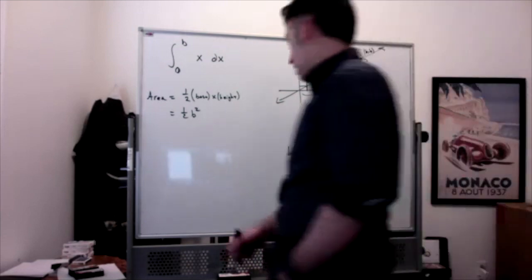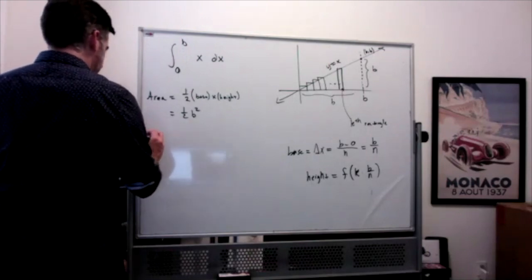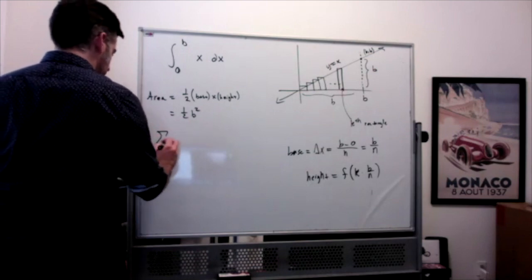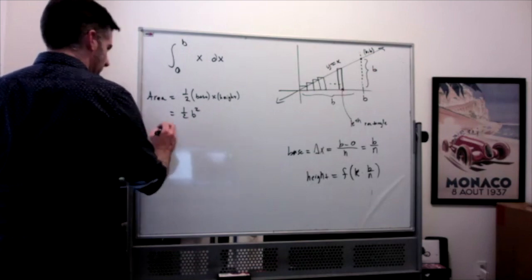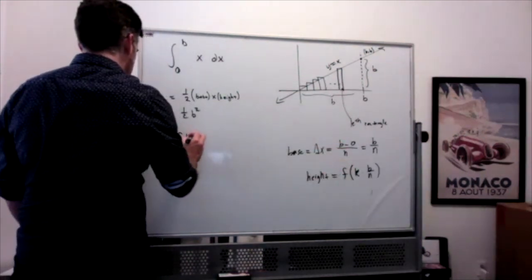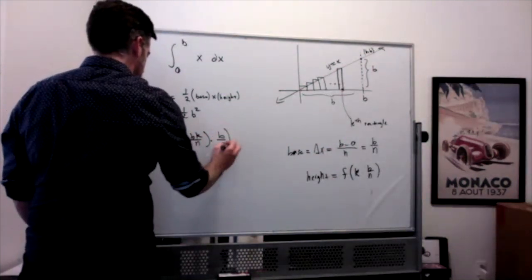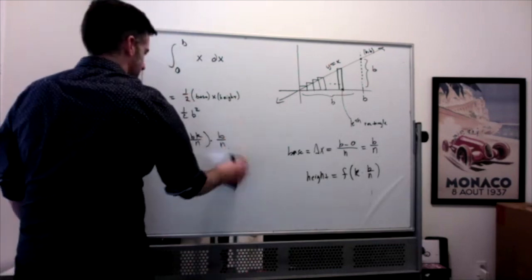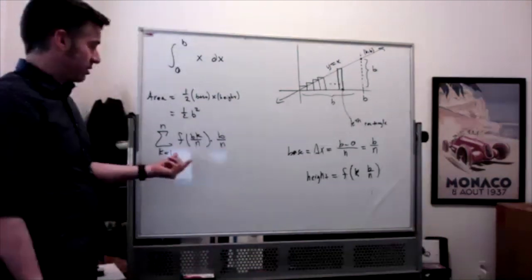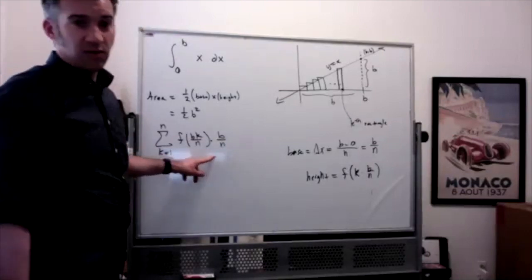Okay, so now we're going to write the sum of the areas of the rectangles. The Riemann sum is going to be the sum from k equals 1 to n of our base times our height. So f of bk over n times b over n. Again, that's the height of the kth rectangle, that's the base of the kth rectangle. Height and base gives you the area of the rectangle.